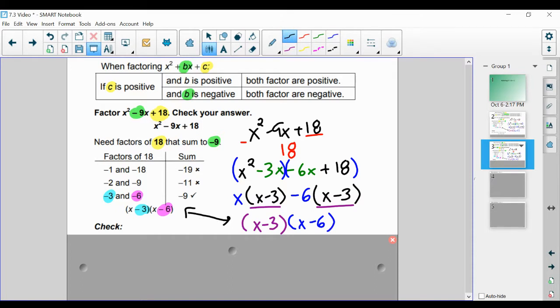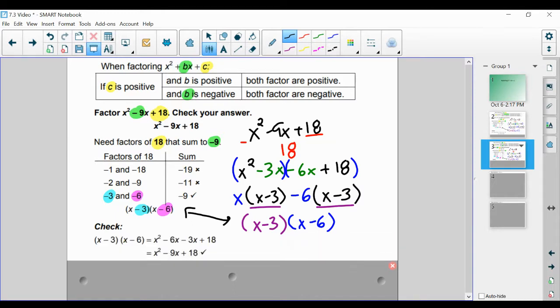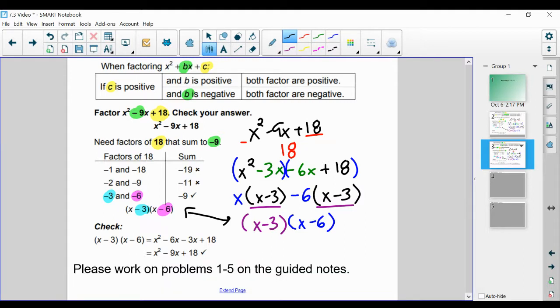So it's just another way for us to factor. We can always check our work by foiling it out and making sure that our factors are indeed true. So again, we are working backwards now. Instead of foiling, we're bringing it backwards, getting into a position to foil. With this, please work on problems 1 through 5 in the guided notes and resume when you're ready to move forward.